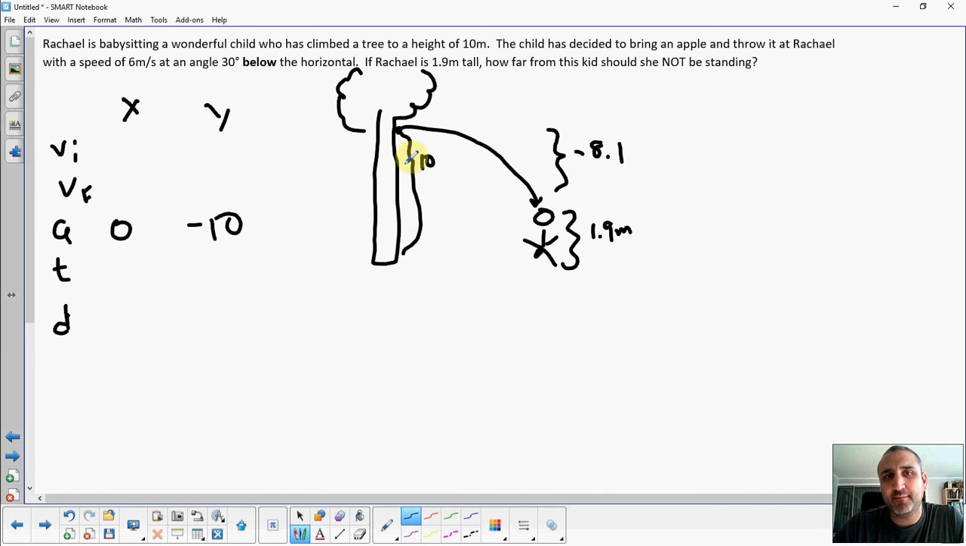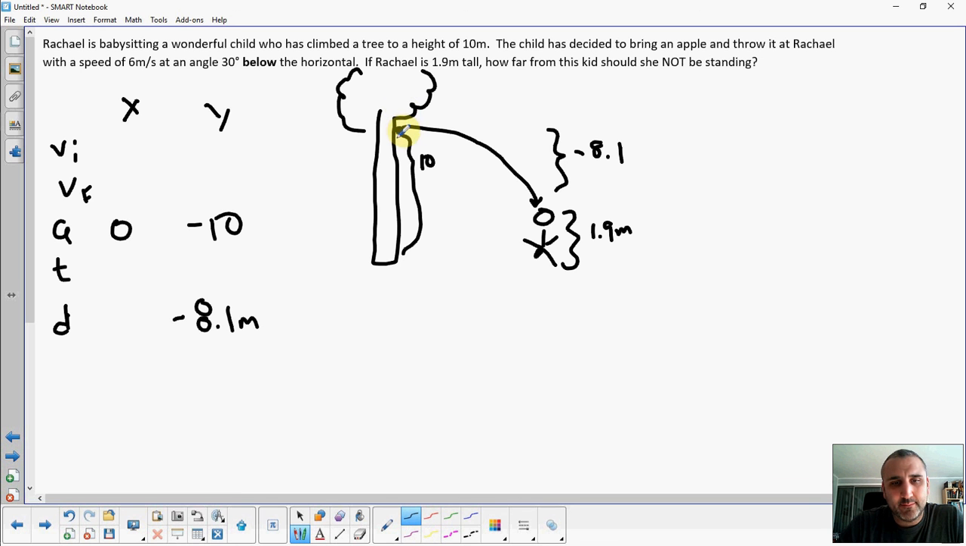Okay, we have 10 meters to play with. Rachel's 1.9 meters tall, so the apple would have a chance to fall exactly 8.1 meters. And because we're talking about the apple falling, the apple is the projectile in this question. That's the displacement, negative 8.1 meters. Okay, so that's what we're actually going to use.